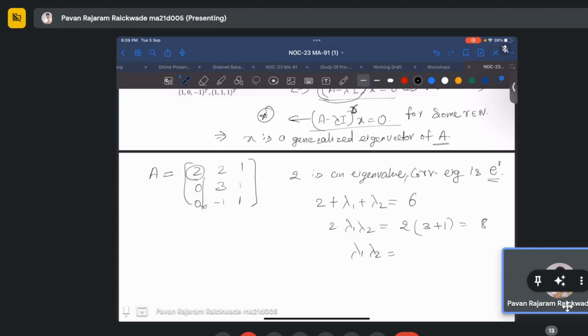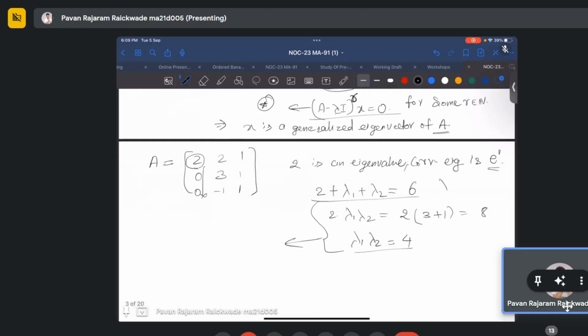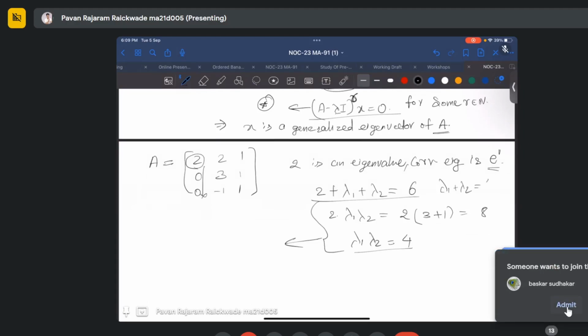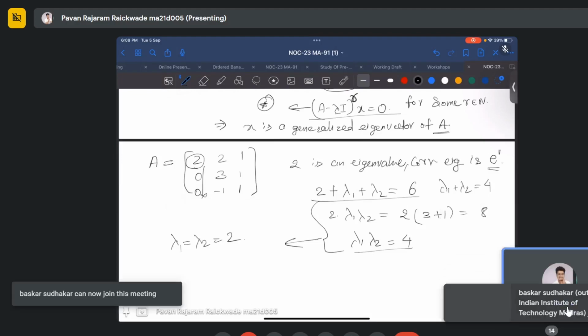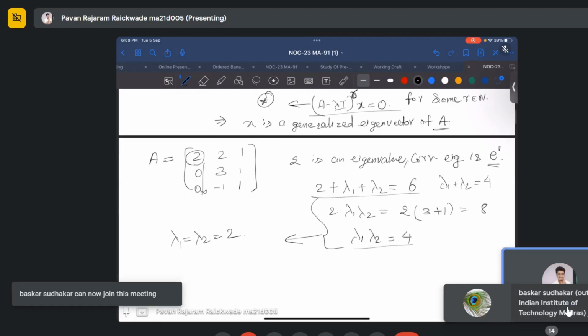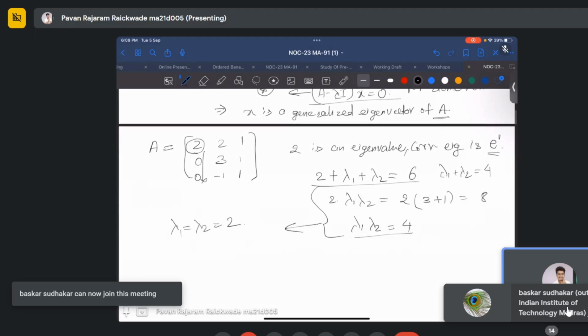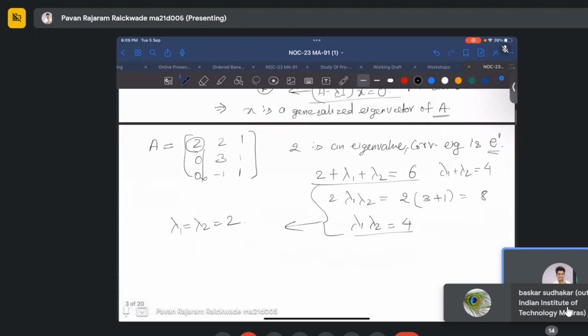Are my calculations correct? Please verify. Yes, sir. So lambda 1 into lambda 2, I'll get as 4. Quickly, can anyone tell me what lambda 1 and lambda 2 will be? The sum is 4, the product is 4, of course, 2. So all eigenvalues are 2. Okay, we have to find generalized eigenvectors.